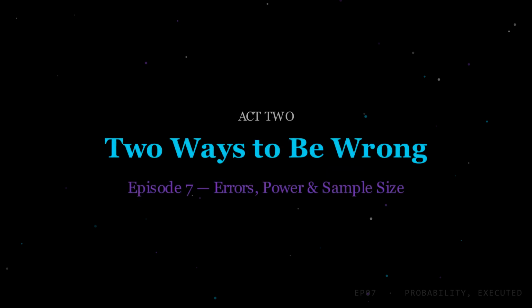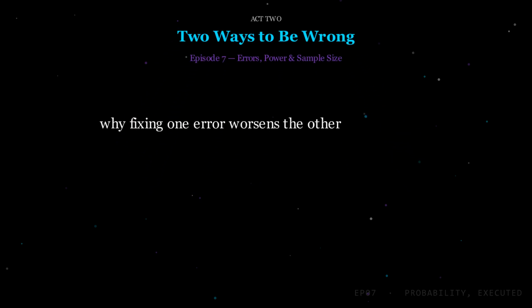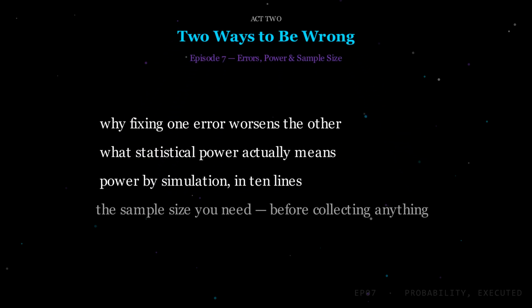Today: the two ways a test can be wrong, and why fixing one worsens the other. What statistical power actually means, how to compute it by simulation in about 10 lines, and how to work out the sample size you need before you collect a single data point. That last one is the difference between an experiment that can answer your question and one that was doomed before it started.